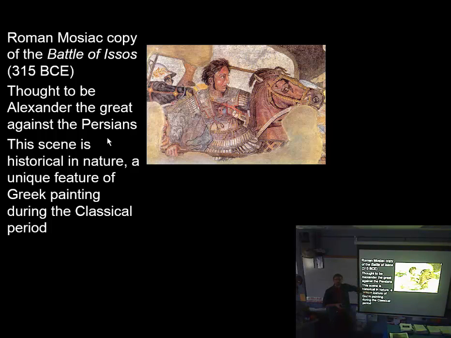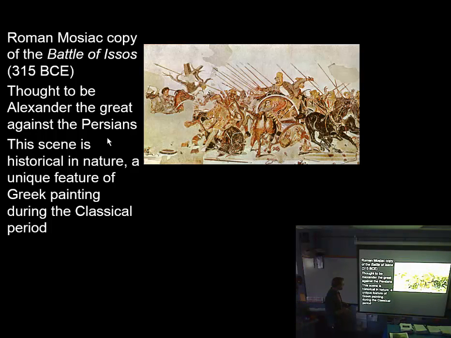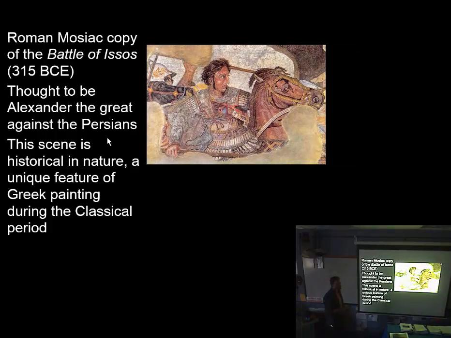This scene is historical in nature, which is a bit unique to the Greek period, so make sure you know that historical events like this, as opposed to mythological ones, are few and far between in the actual art timeline. So the Battle of Issus is an important historical victory. It represents the unification of Greece. Yes? I do not know where the original one is located, but the Roman mosaic copy, I believe, is in a house in Pompeii.